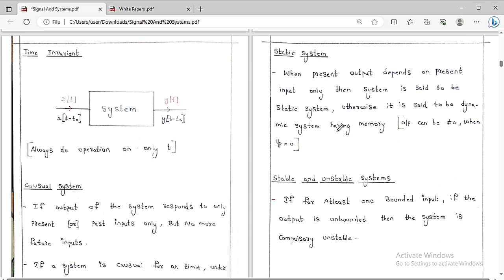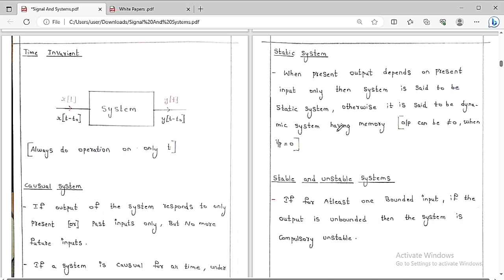Now the next property we are going to discuss is stable and unstable systems. If for at least one bounded input the output is unbounded, then the system is compulsorily unstable. What is the meaning of stable and unstable systems? For every bounded input, if you get a bounded output, then the system is said to be stable. Even for at least one bounded input, if the output is unbounded, then the system is said to be unstable.